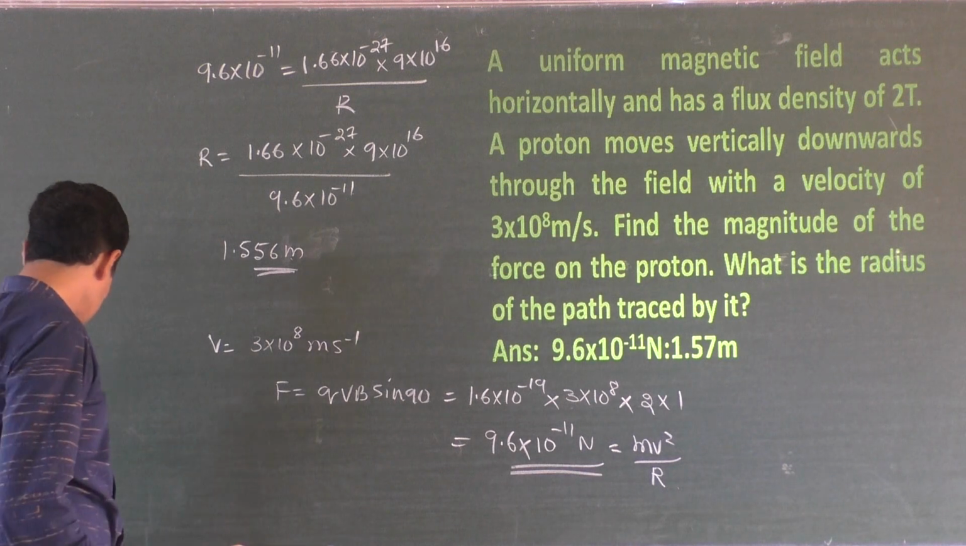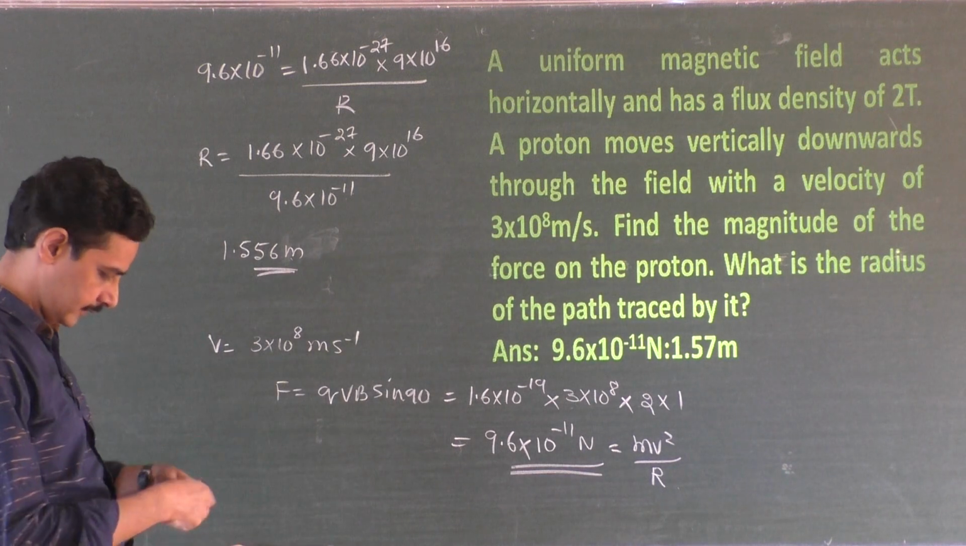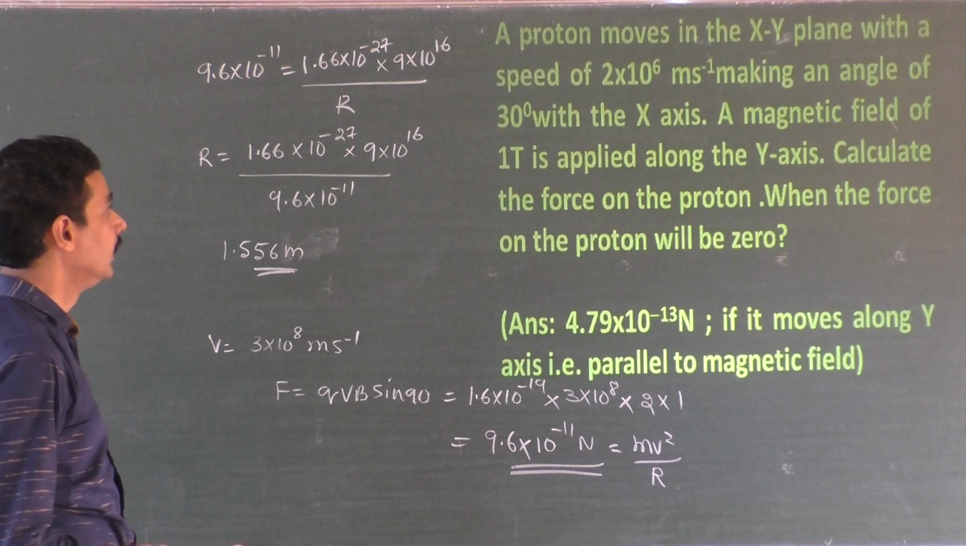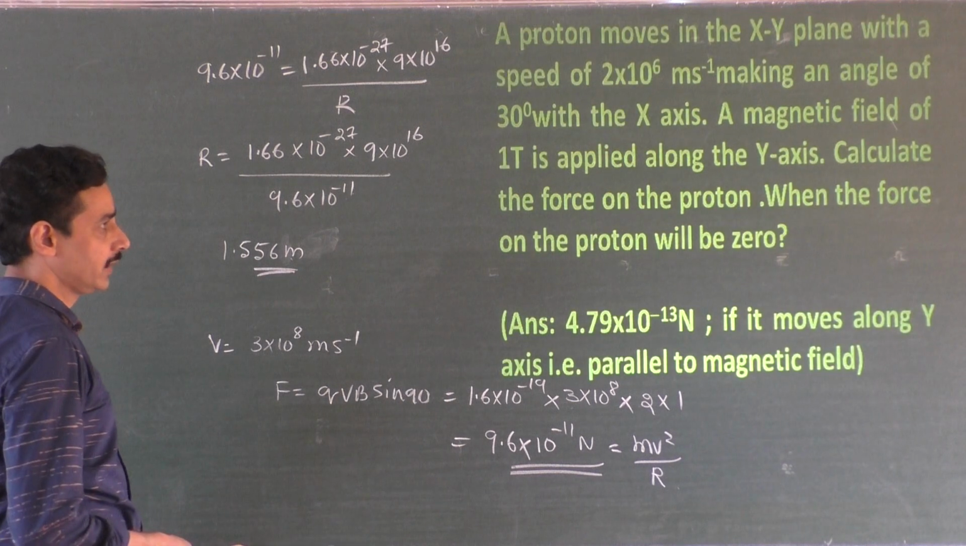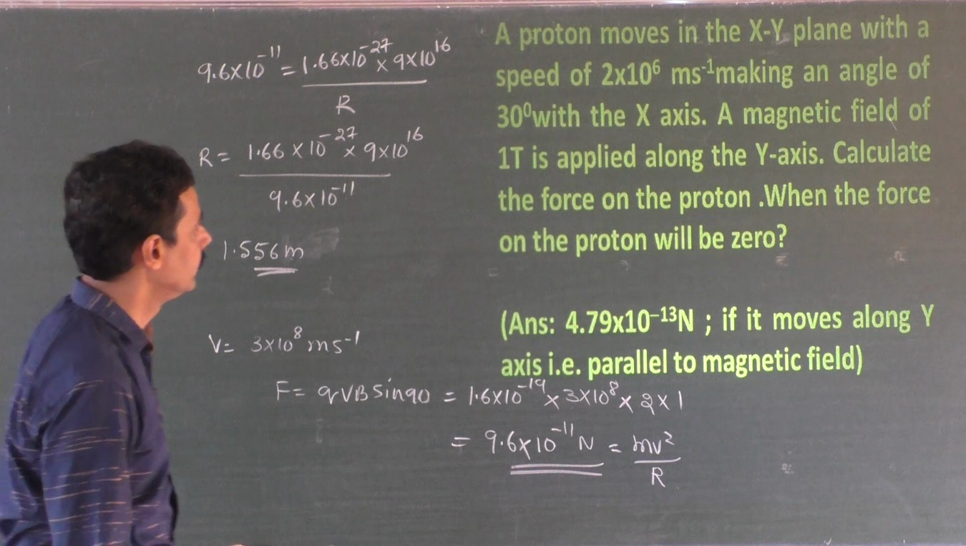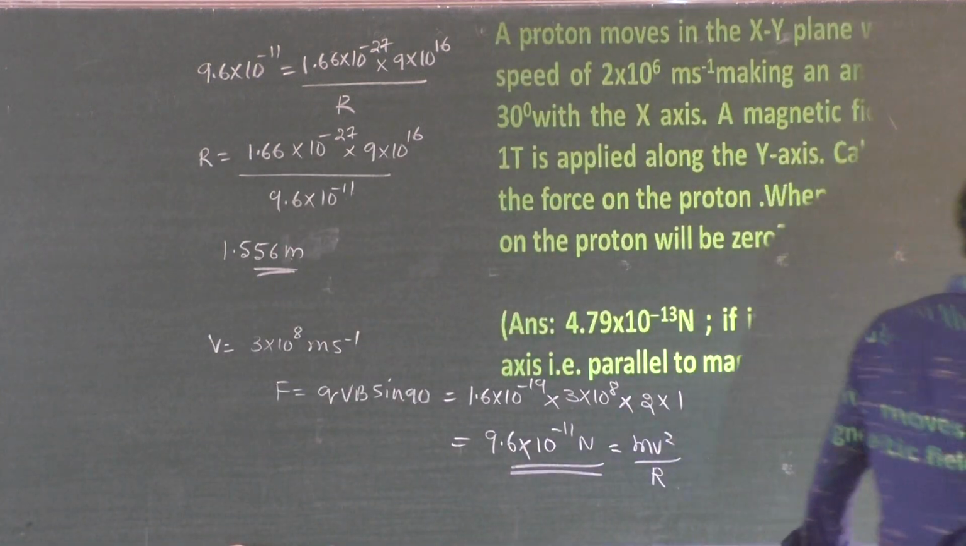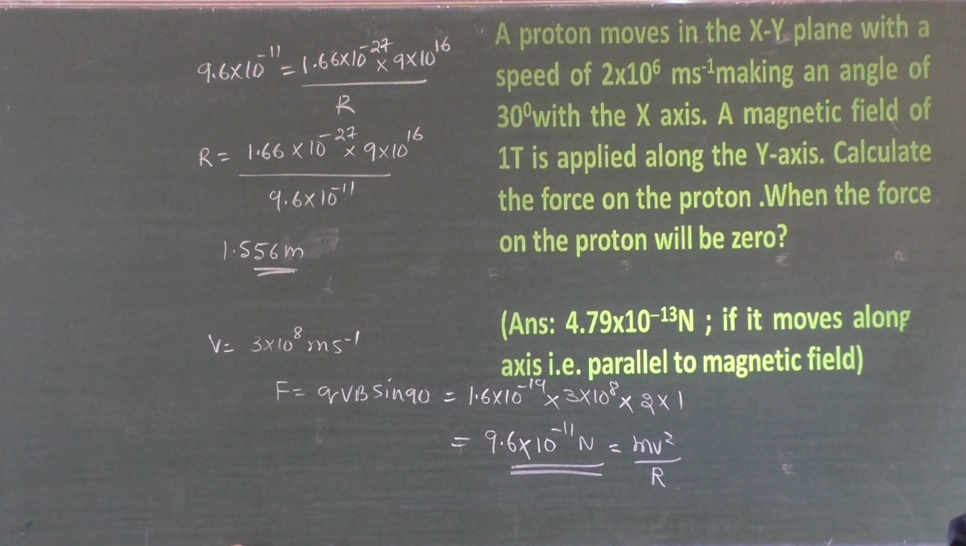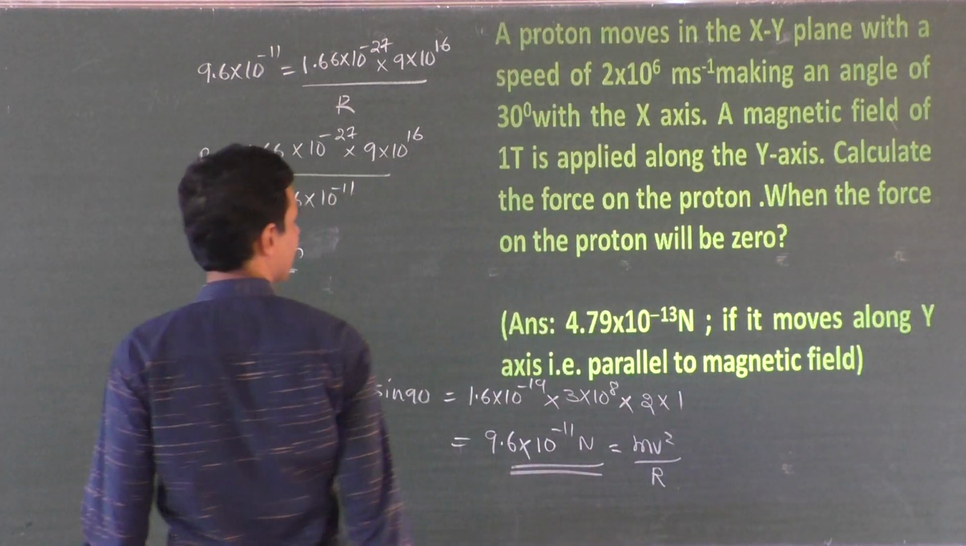Okay, we'll move on to the second problem. A proton moves in the xy plane with a speed of 2 into 10 to the power 6 meters per second, making an angle of 30 degrees with the x-axis.